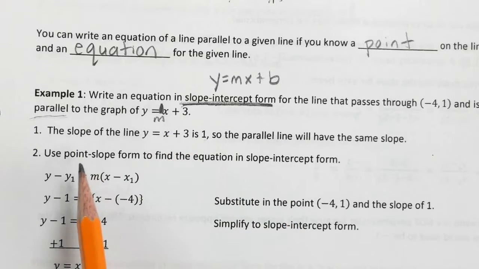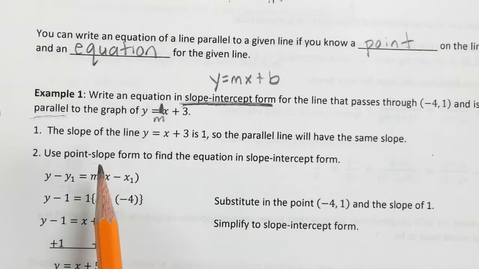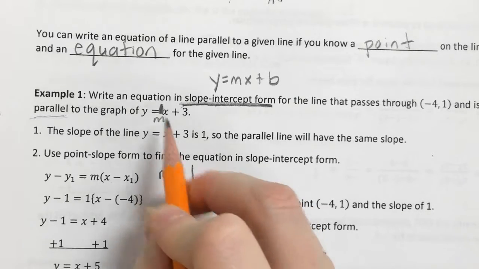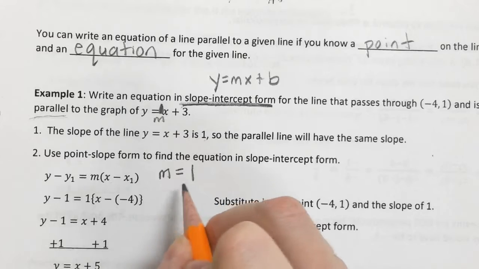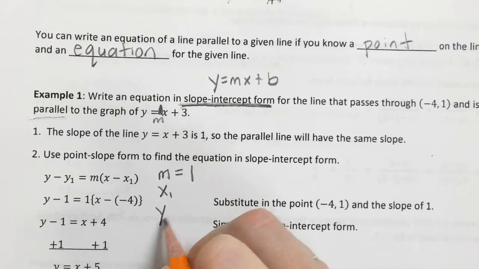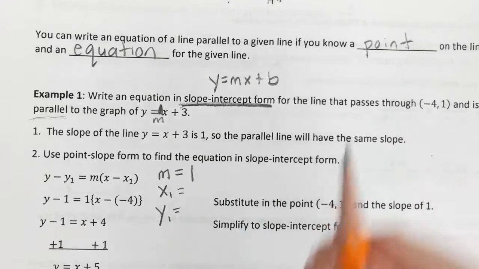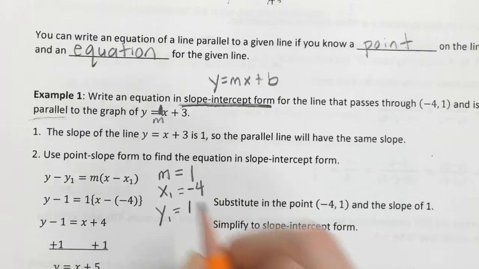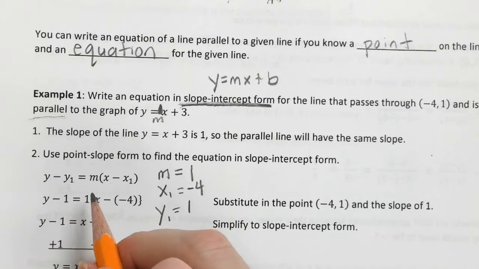So, y'all remember point slope form? That's what we did last Monday and Tuesday. Y minus y1 equals m times x minus x1. So we can use the information that we have. We know the slope has to be 1 because it's got to be the same slope as this other equation. And x1 and y1 are going to come from the ordered pair that they give us. x1 is negative 4, y1 is 1. And then we plug those into this equation.